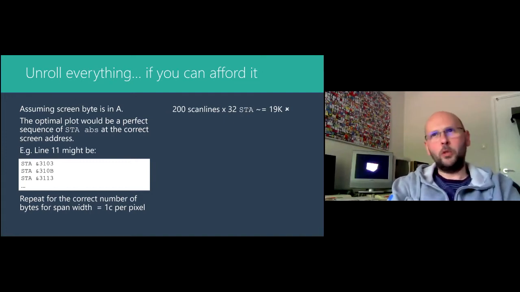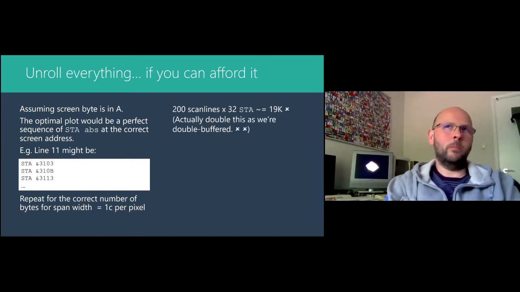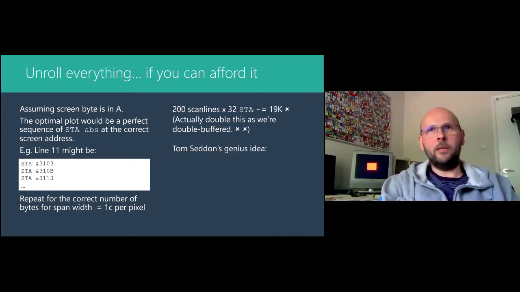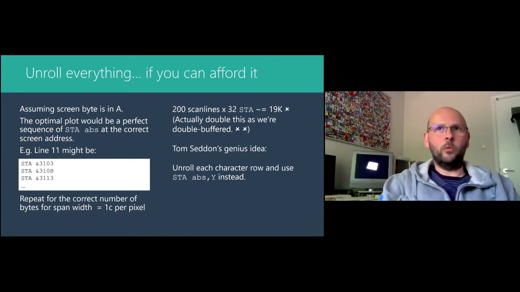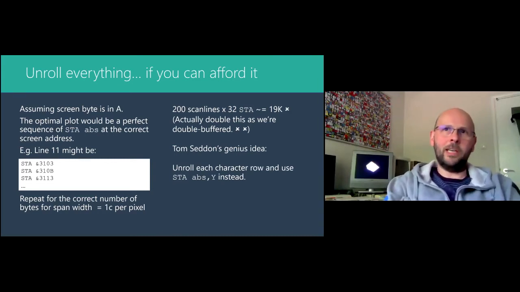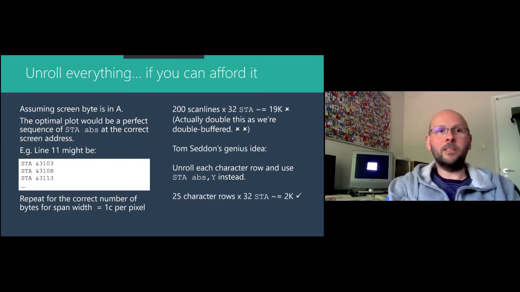Although I guess you could do it with sideways RAM. But actually it's worse than that, because we're double buffered, so we need the addresses of both screens. And so yeah, that would be a lot of memory just for code. So Tom Seddon came up with a great idea. Rather than using just store absolute, we use absolute indexed with Y instead, and we unroll just the character rows and make the Y index work extra hard to index where we want to within a character row.